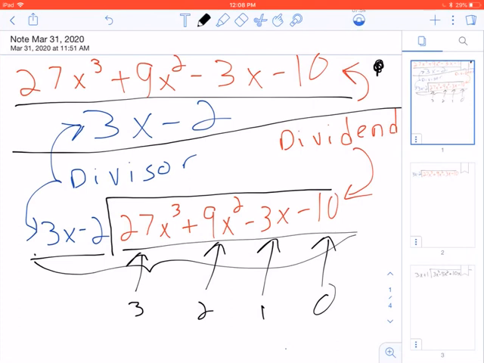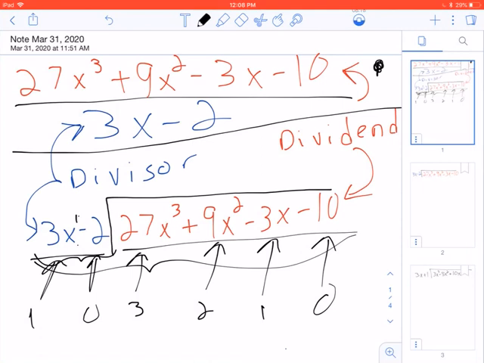Same thing with my divisor. It also has to be written in order by degree. This first term could be looked at as x to the first, and this one does not have an exponent.